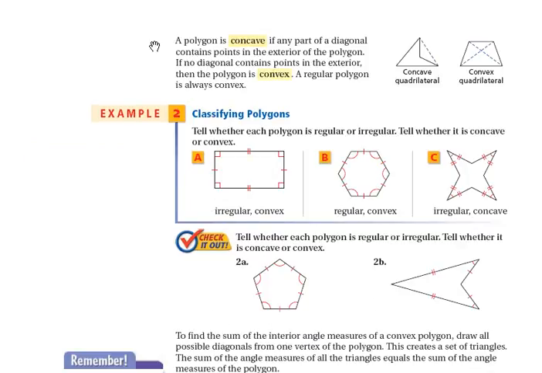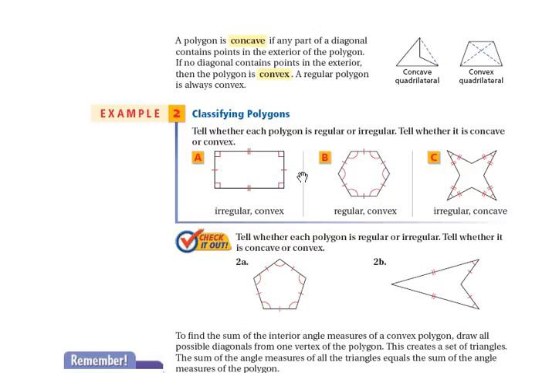A polygon is concave if any part of a diagonal contains points in the exterior of the polygon. For example, this is a concave quadrilateral, because we can draw this diagonal from this vertex to that one, and that would be outside of the figure. A convex polygon would be something like this, where we draw our diagonals and the diagonal lines are inside the quadrilateral or the polygon.